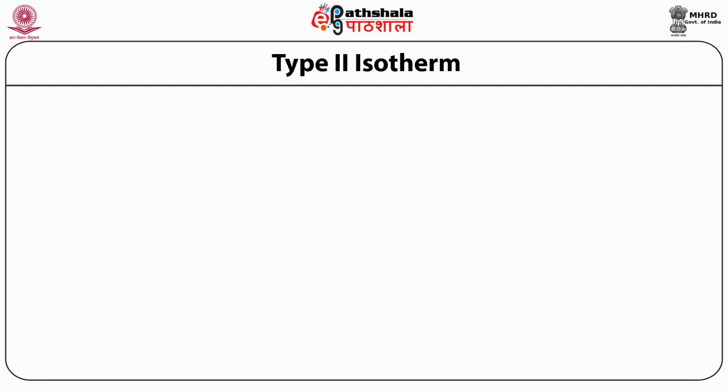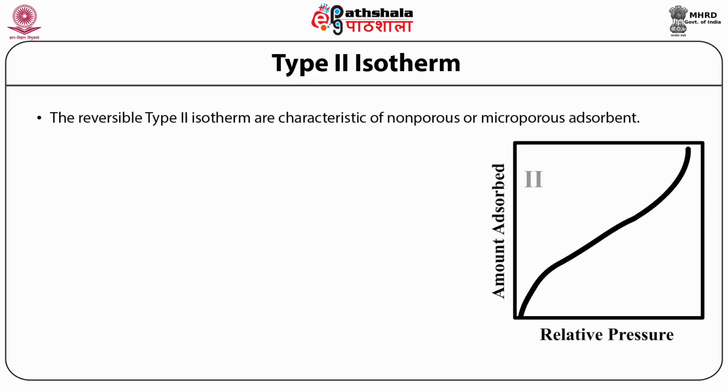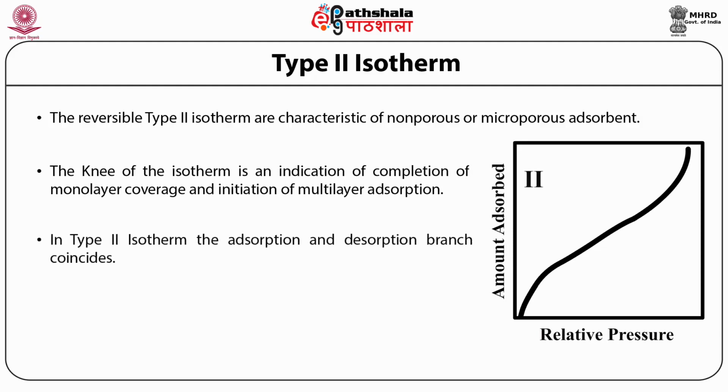Type 2 isotherm. The type 2 isotherm is a reversible isotherm, and these are characteristic of non-porous or microporous adsorbents. In this graph, the knee of the isotherm is an indication of completion of monolayer coverage and initiation of multilayer adsorption. In the type 2 isotherm, the adsorption and desorption branches coincide.